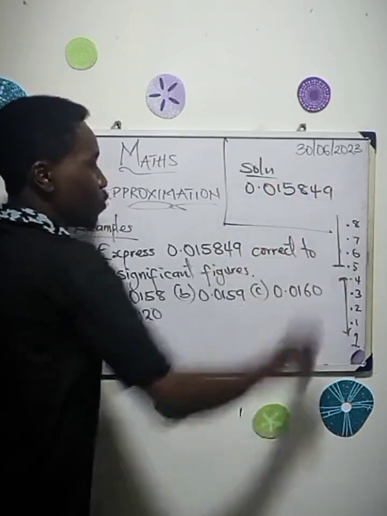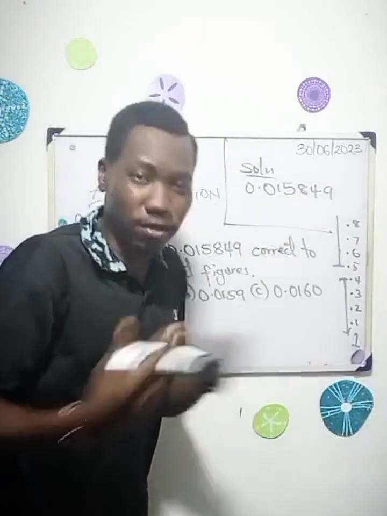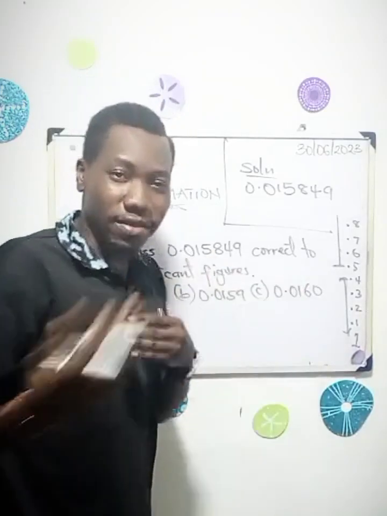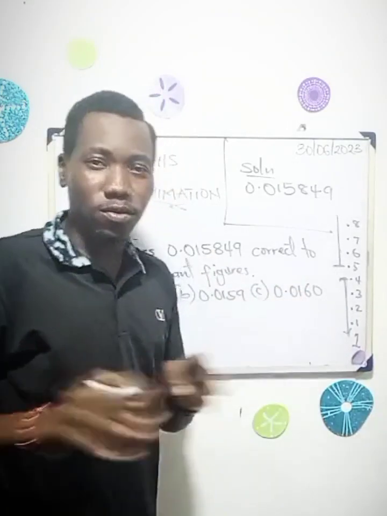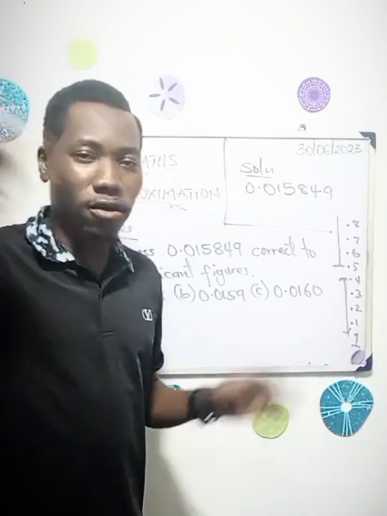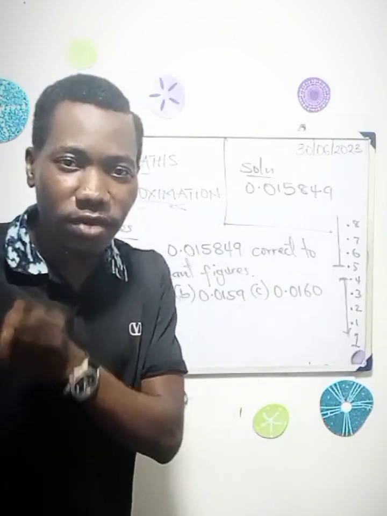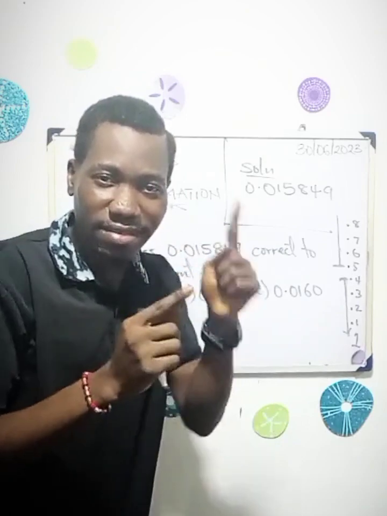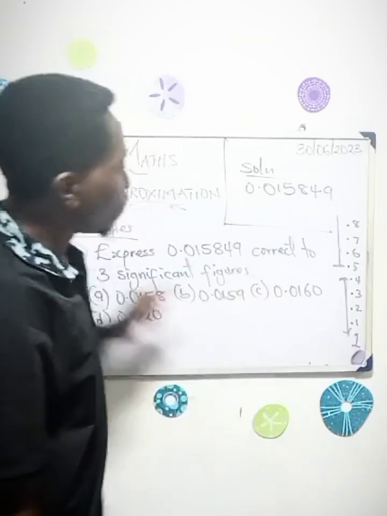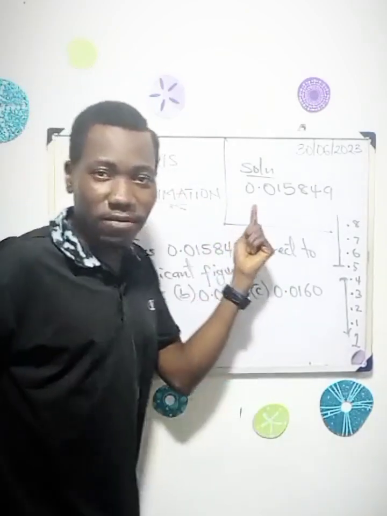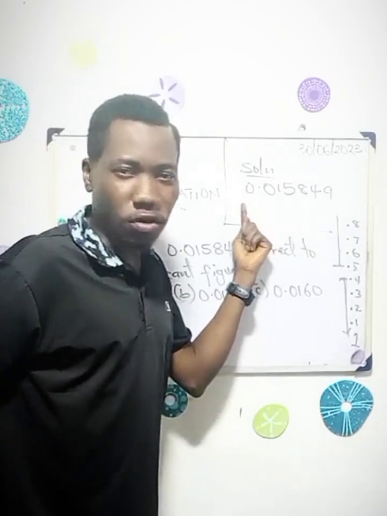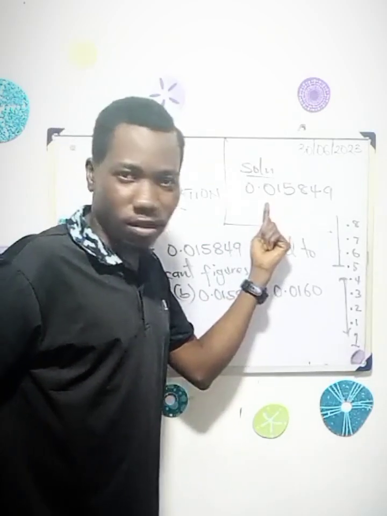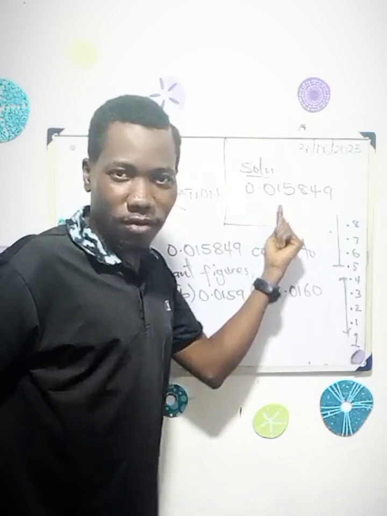0.015849. So the significant figures are the non-zero numbers, the numbers except 0. So 1, 5, 8, 4, 9. All those are the significant figures, alright? 0 is only significant when you have it between a significant and another significant. So we want to check, where does the significant number start from? 0? No, it's not significant. 0, it's not significant. So this is where significant figures start from.